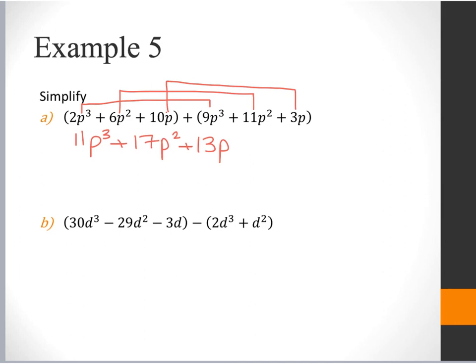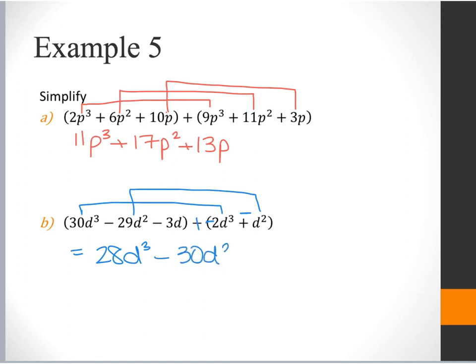Now for part B, I will start out by distributing my negatives, and I'll change this to an addition. So now I have 30d to the third minus 2d to the third. So this is going to give me 28d to the third, or d cubed. I have a negative 29d squared plus another negative d squared. So that's going to give me minus 30d squared. And then I have this negative 3d by itself, so it's minus 3d. And this here is my final answer.